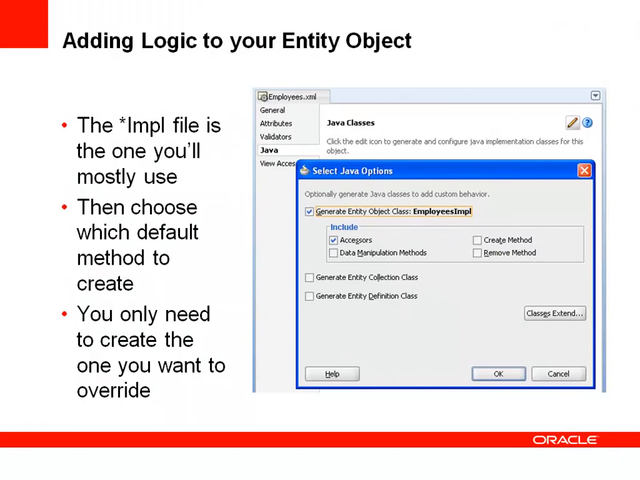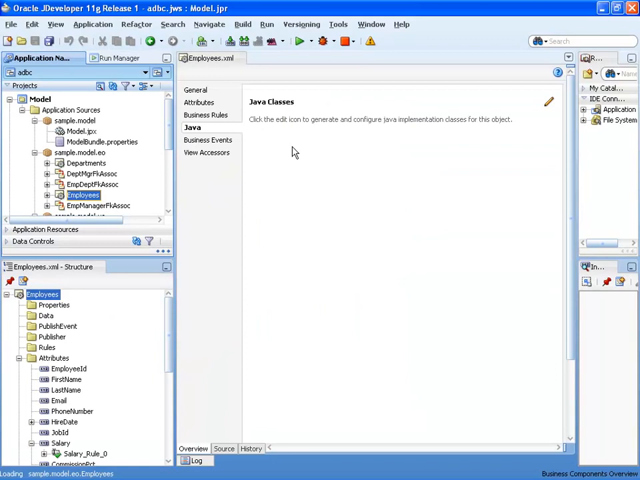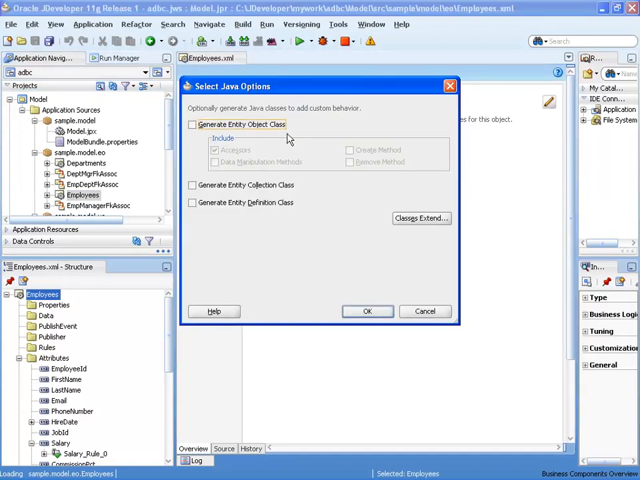Let's see, for example, how you can create an implementation class for an entity object and then modify things directly in the Java class. So we're looking at the employees XML file, okay, and we're going to create a Java class for the implementation. We can specify what methods to actually create in there, and we're going to create just the accessors at this point of time.